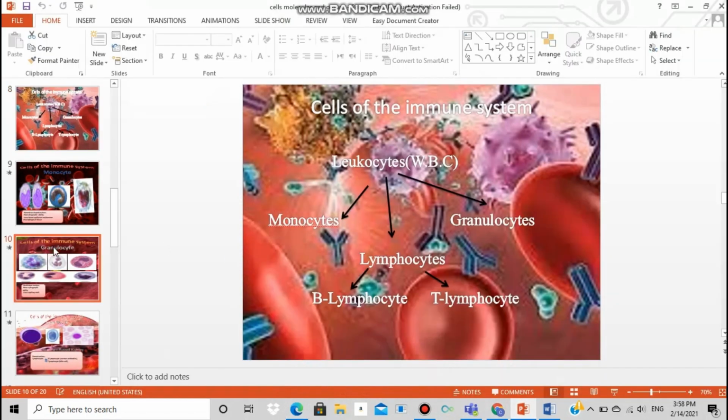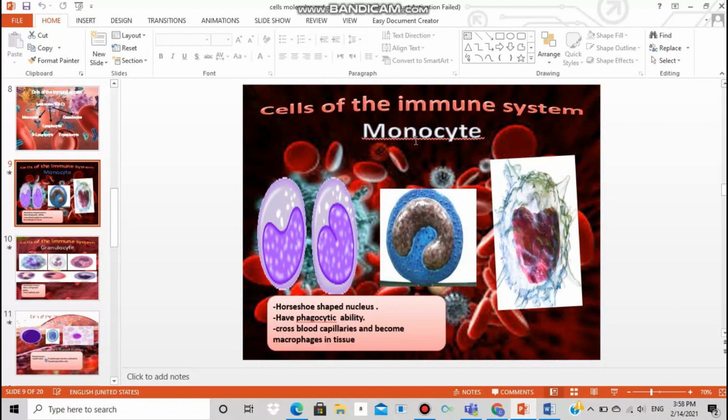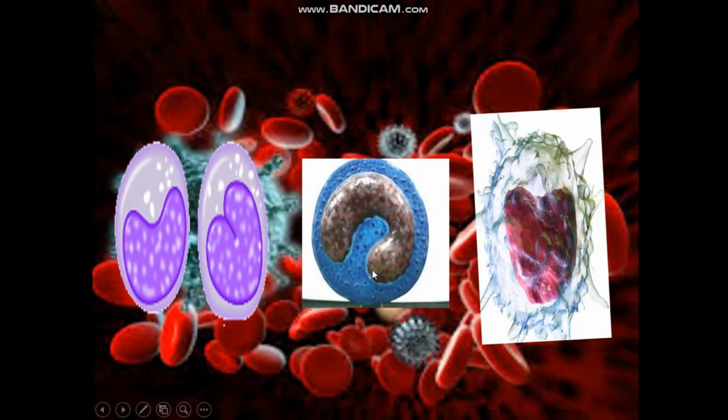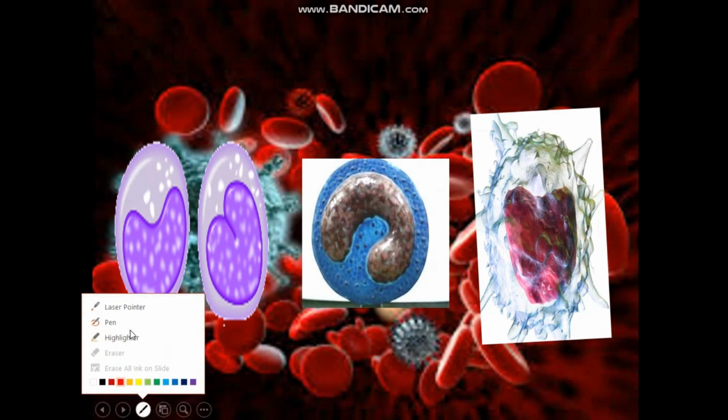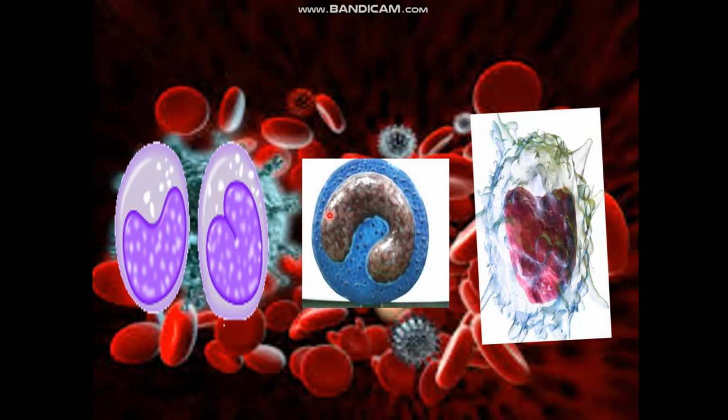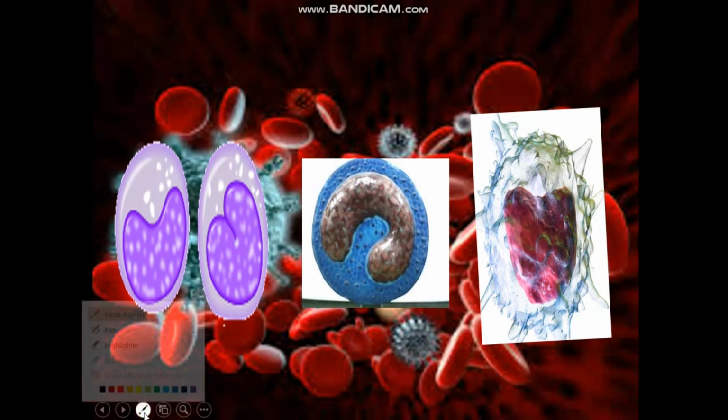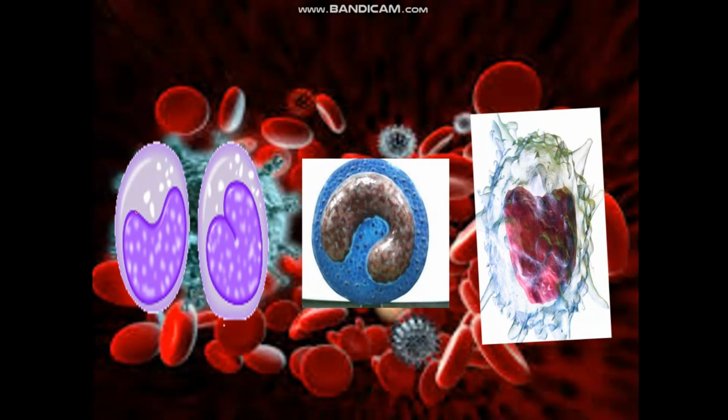Now I will come back here. I will talk about the monocyte. The monocyte, as shown here, has a nucleus we call horseshoe shaped nucleus. What does horseshoe shaped nucleus mean? Look at it. Horseshoe is the shoe that the horse wears. So the shape of the nucleus in the monocyte looks like the shoe of a horse. So it has a horseshoe shaped nucleus.